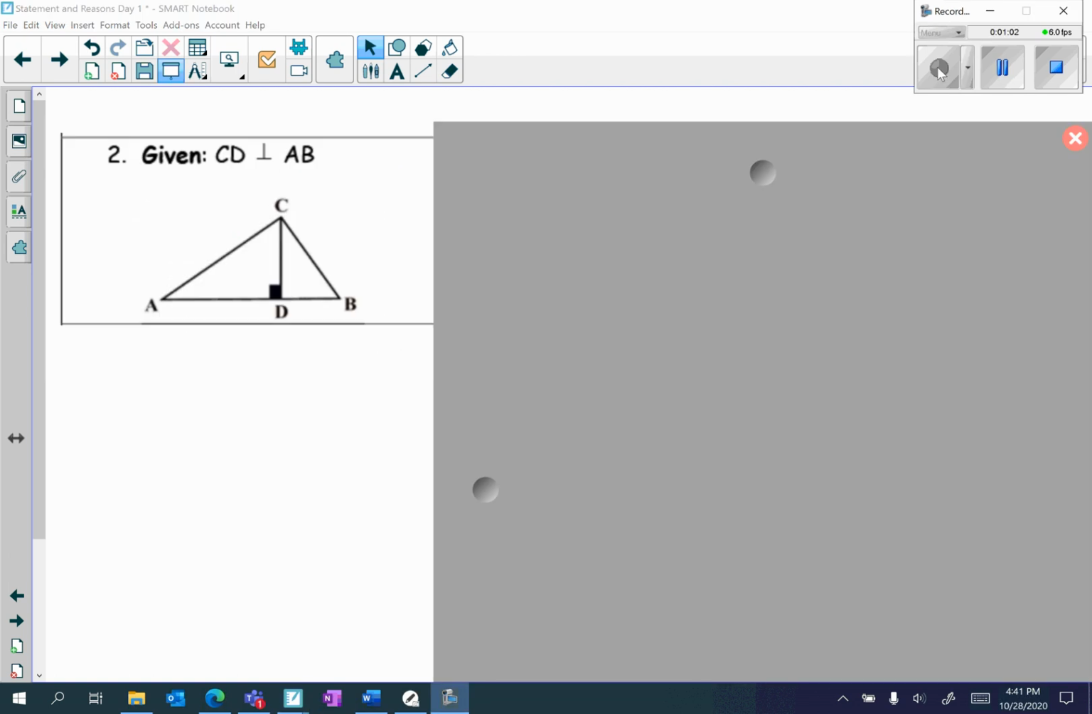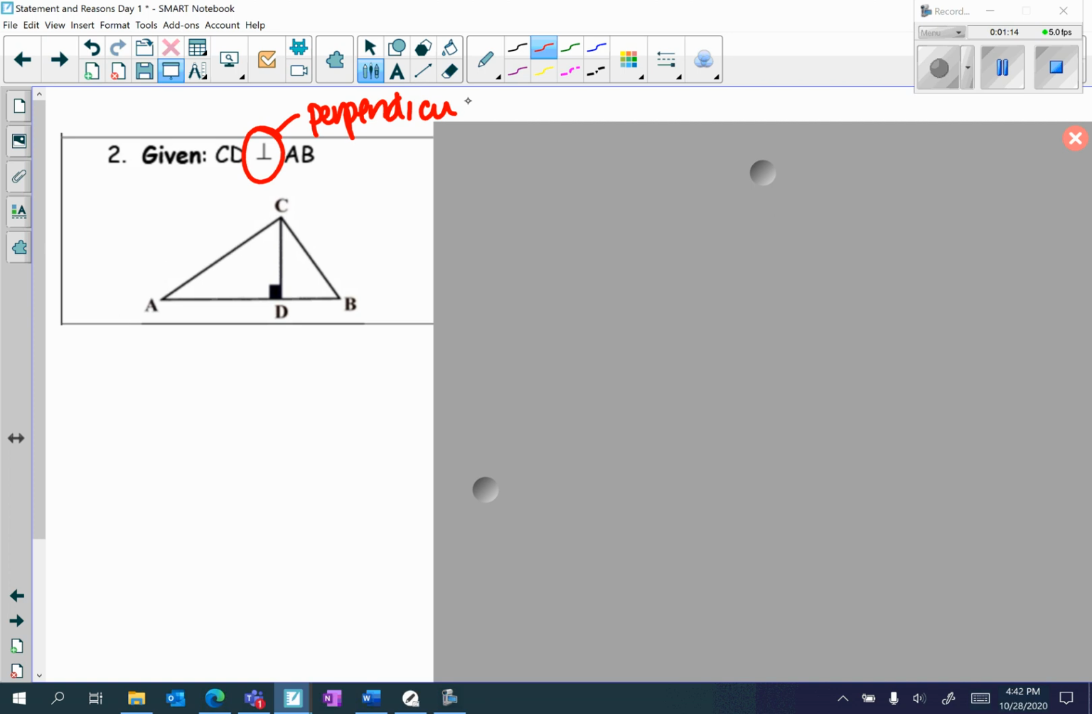Let's look at number 2. CD is perpendicular to AB. So there's no vocabulary word here, but I do have a symbol which means perpendicular. So I should be thinking about what the definition of perpendicular is. So I see here that if CD is perpendicular to AB, I'm going to write a 1 and a 2 in for my angles.